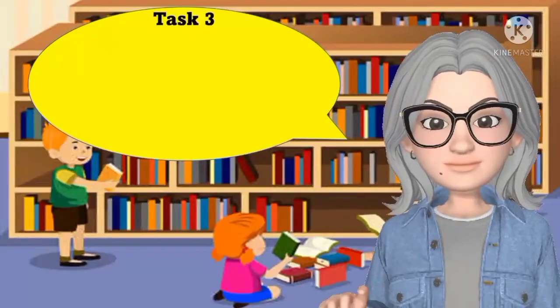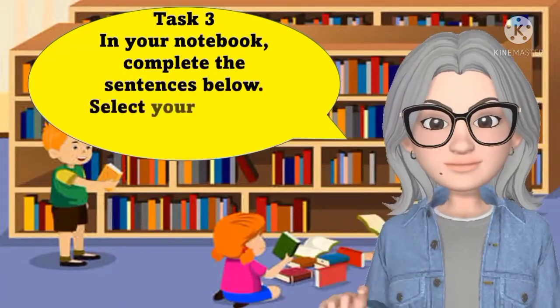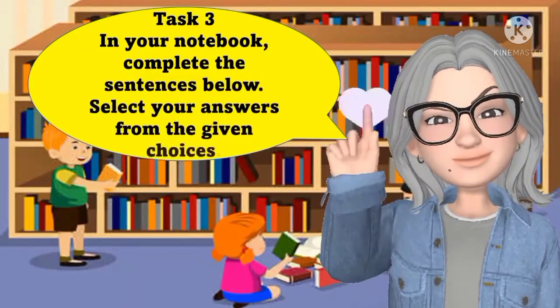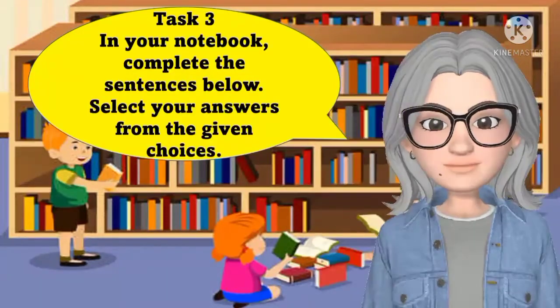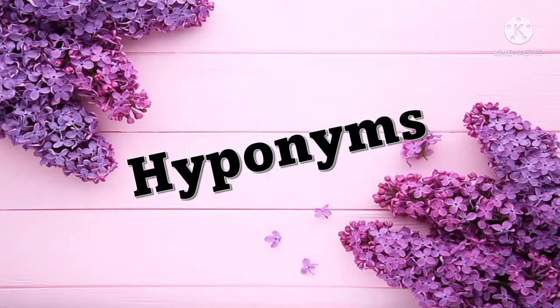It's time for task 3. In your notebook, complete the sentences. Select your answers from the given choices. Homographs are types of homonyms. They have the same spellings but with different sounds and or meanings. And now we will be talking about hyponyms.